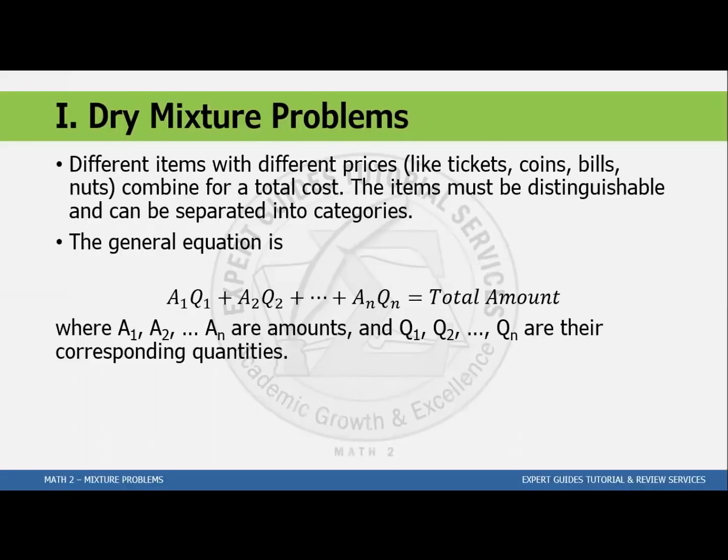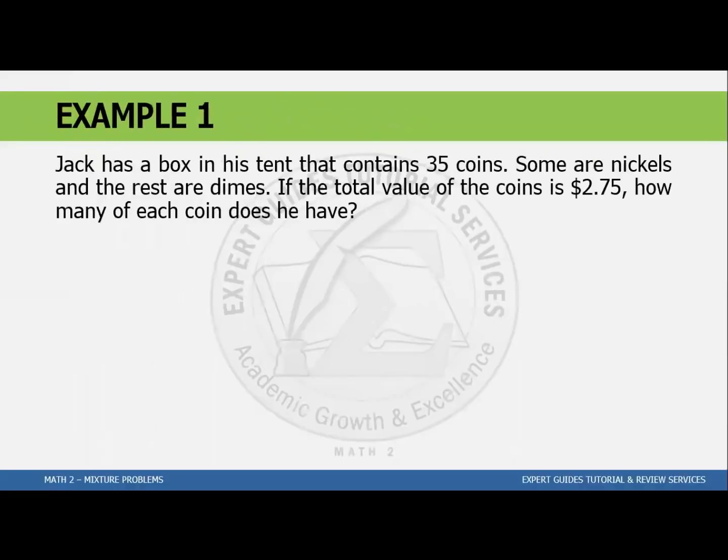So let's have a sample question for the dry mixture problems. Jack has a box in his tent that contains 35 coins. Some are nickels and the rest are dimes. If the total value of the coins is $2.75, how many of each coin does he have? If you want to try answering the question, you may go ahead and pause the video. But of course, play it again after. Tapusin na rin yung buong video. Sayang naman.